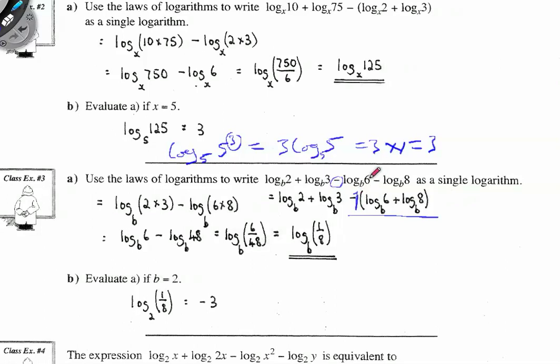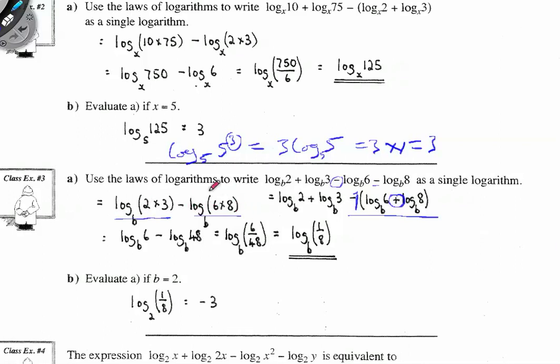And so that this sign here becomes positive when we write it here. We don't really have to go that route, but it can be handy. So now we've got these two. We can multiply the 2 and the 3 and write as a single log, and we can multiply the 6 and the 8 and write as a single log.